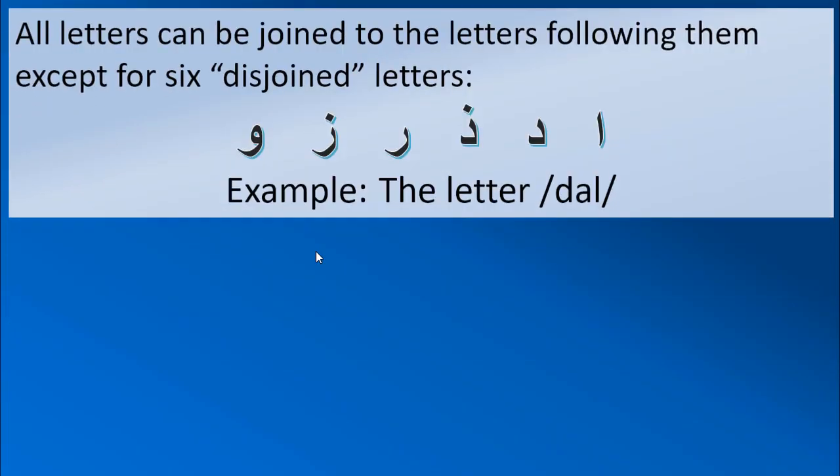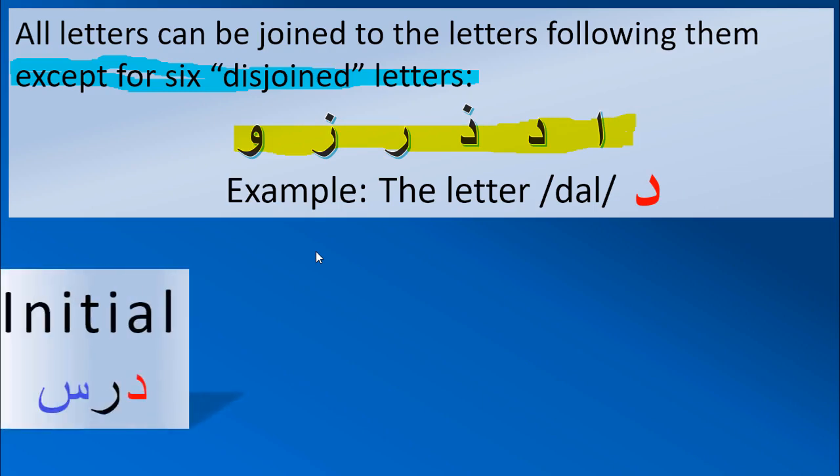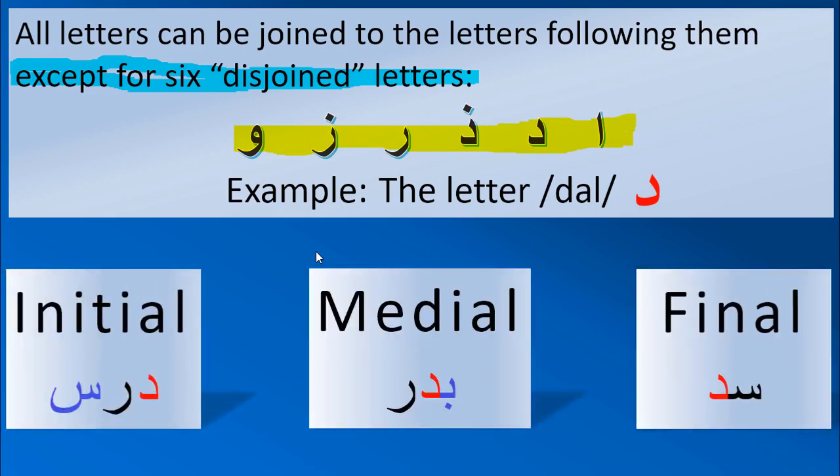All letters can be joined to the letters preceding and the letters following them, except for 6 disjoined letters. These 6 letters refuse to join the letters which follow them. The letter dal here is one of these letters. Look how it's written in the initial, medial, and final positions.